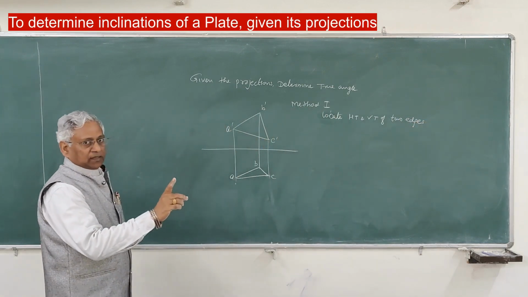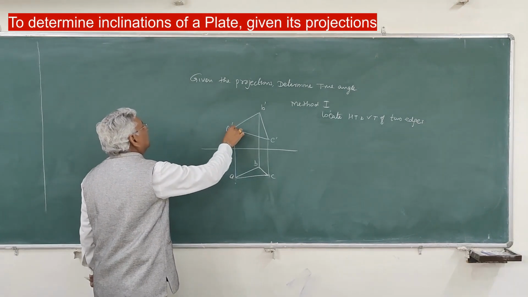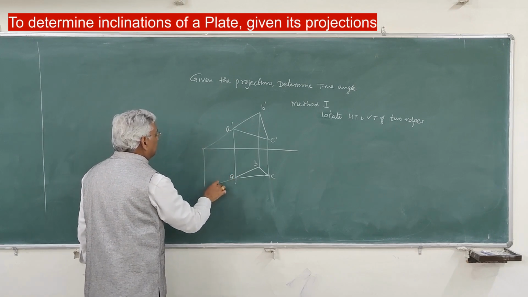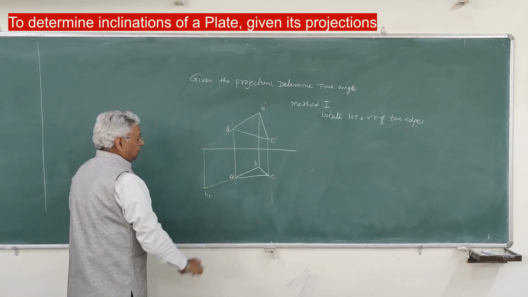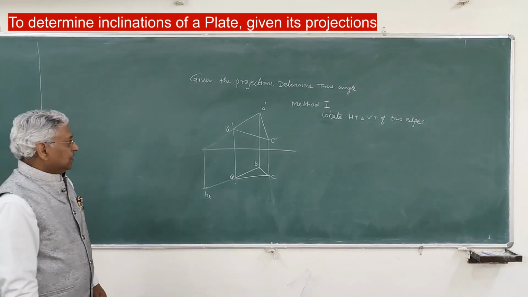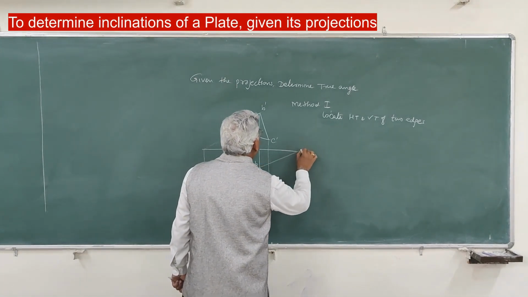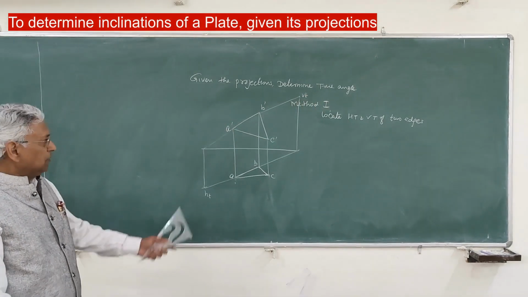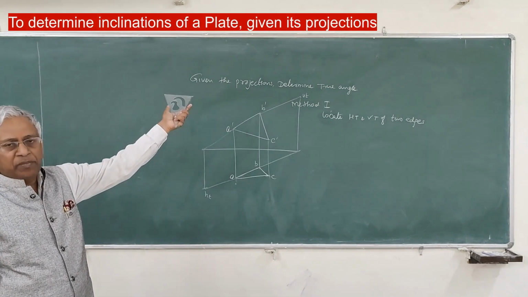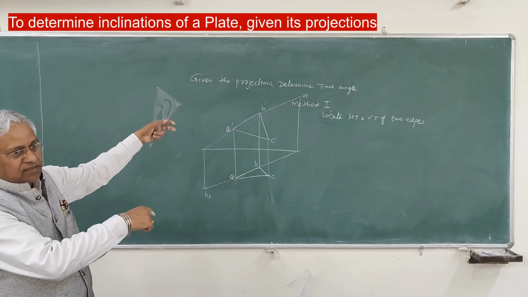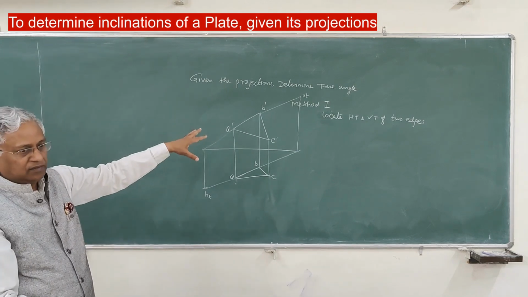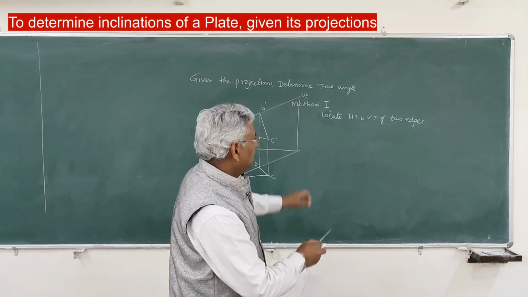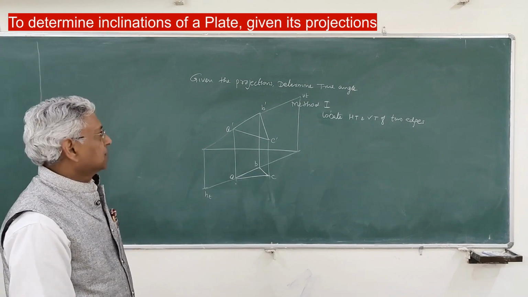And I told you the method of locating HT and VT. You extend the elevation to meet the ground line, and that is the vertical trace of AB. And you extend the plan to meet the ground line, that is the horizontal trace of AB. Similarly, you draw the HT and VT of BC, and then join these two vertical traces and two horizontal traces. You get the VT and HT of the oblique plane. And once you know them, you can determine angles alpha and beta. That I explained in the session on oblique planes.